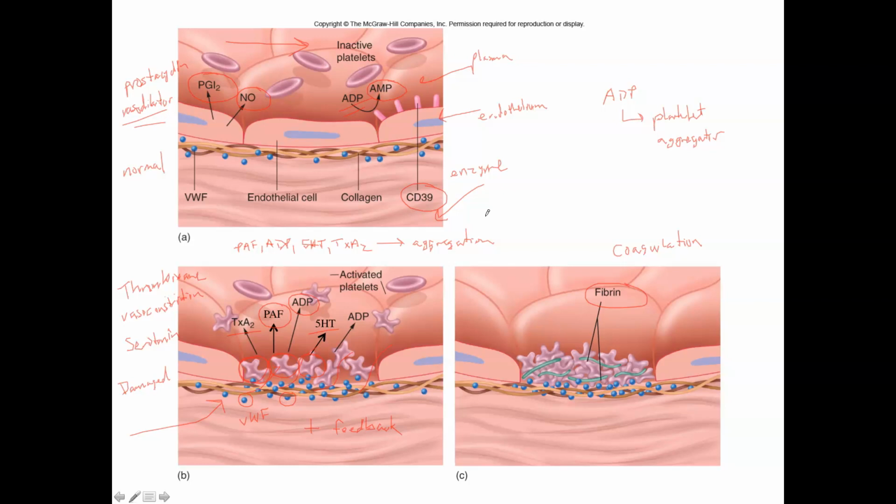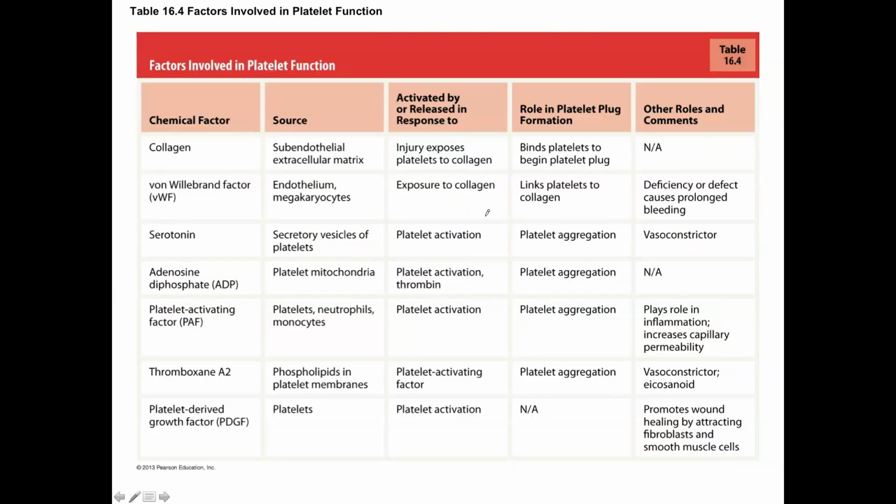But somehow we got to reinforce those platelets. And so that's where that coagulation process is going to come into play. Another chemical to make note of is platelet-derived growth factor. And platelet-derived growth factor is also produced by the platelets. And the role of platelet-derived growth factor is to activate fibroblasts.